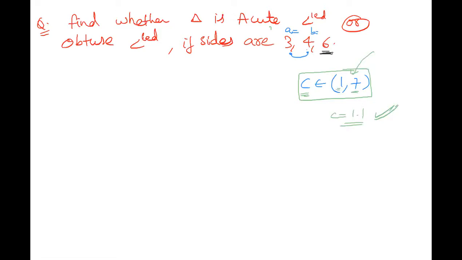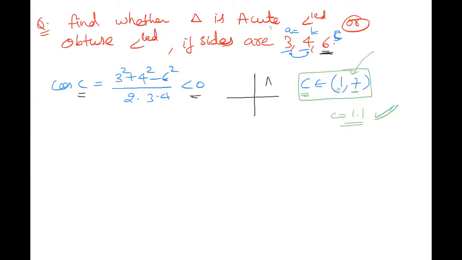Yes, correct. So I will apply the cosine rule. 3 square plus 4 square minus 6 square divided by 2 into 3 into 4. Suppose you call this A, this B, this C. I will say this is cos C. This is coming out to be 5 square, this is 25 minus 36. So it is coming out to be less than 0. So cos is negative, and cos is negative in the second quadrant. That's why it is an obtuse angle triangle. This will be the answer.